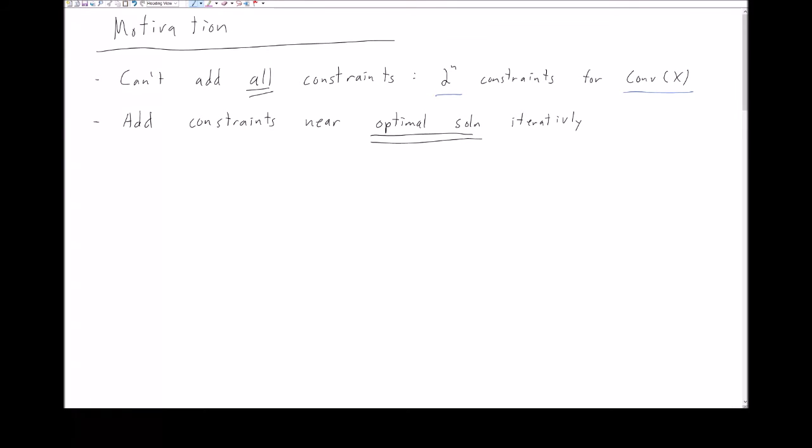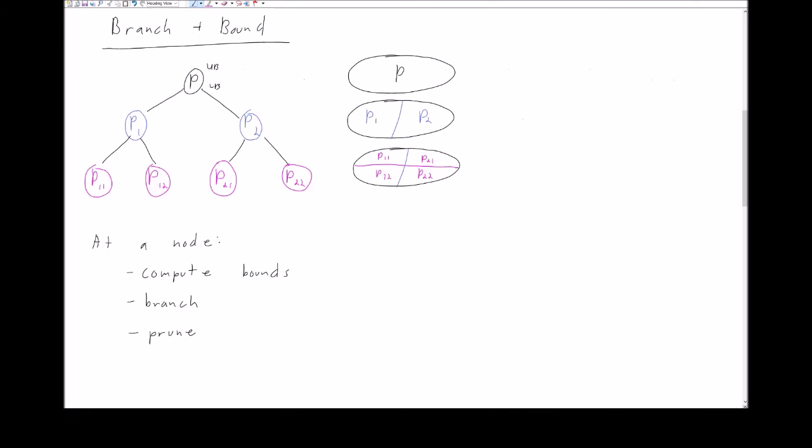We're going to discuss precisely that. We're going to discuss a procedure that's going to add constraints near the optimal solution in an iterative fashion. An alternative motivation for this procedure we're about to introduce comes from branch and bound. Recall that in the branch and bound algorithm, at a particular node, we're going to compute the bound, we're going to branch, or split our feasible region, we're going to compute bounds, and then we're going to eventually prune nodes. This is the branch and bound algorithm.